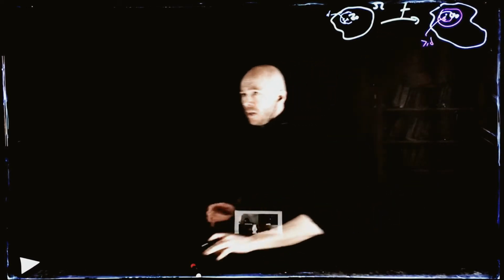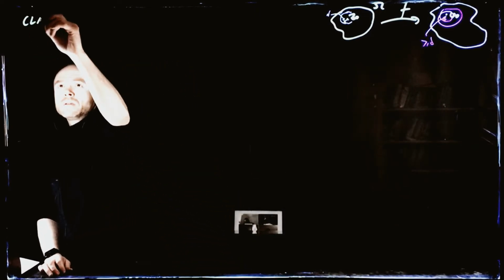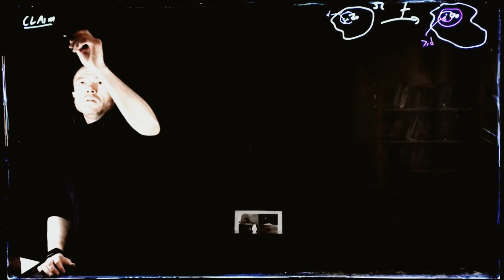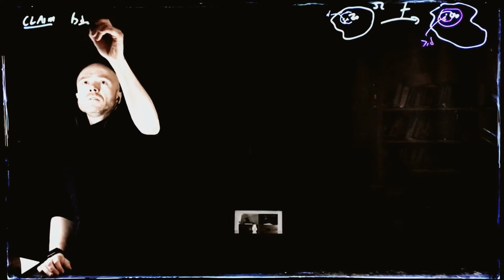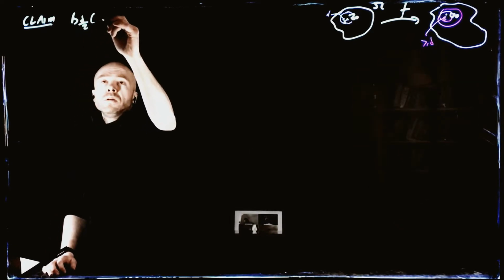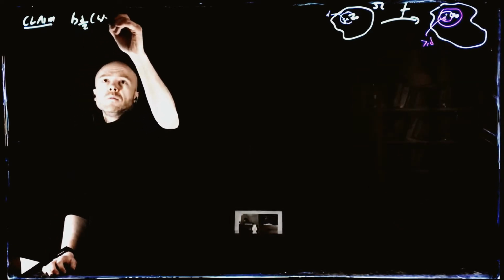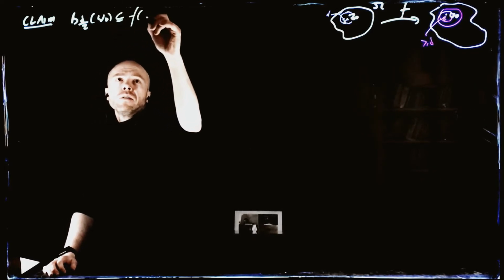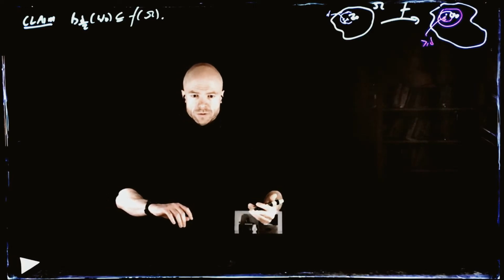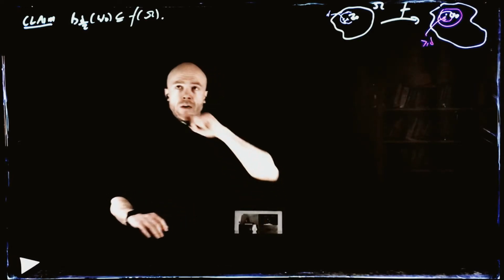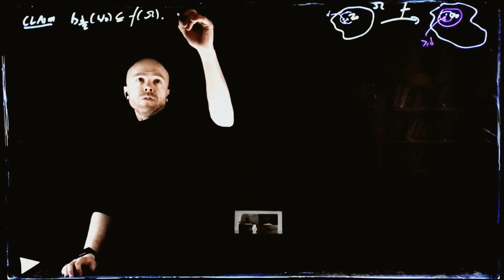And we will show. So our claim was the following: the ball of radius delta over 2 of W0 is actually contained within the entire image. And that's what we need to show to complete the proof. Okay, cool. All right, so proof of claim.